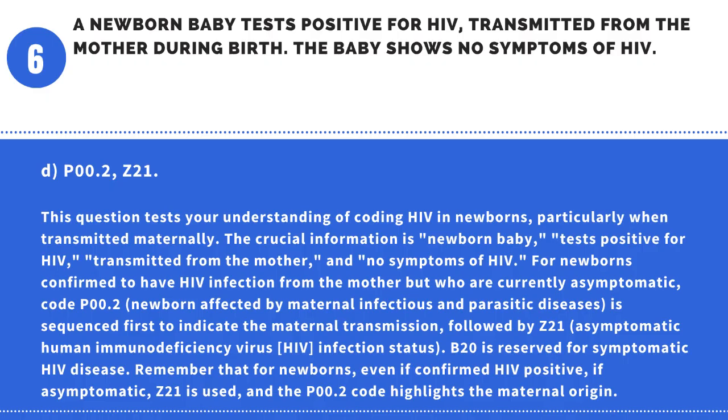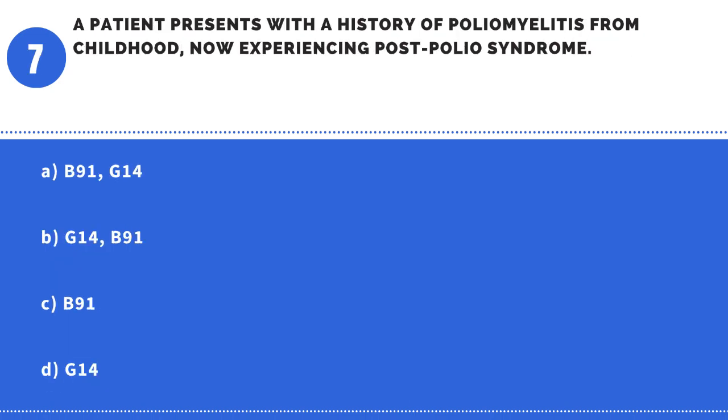HIV infection status. B20 is reserved for symptomatic HIV disease. Remember that for newborns, even if confirmed HIV positive, if asymptomatic, Z21 is used, and the P00.2 code highlights the maternal origin. Question 7. A patient presents with a history of poliomyelitis from childhood, now experiencing post-polio syndrome.